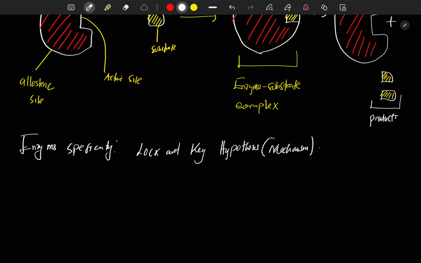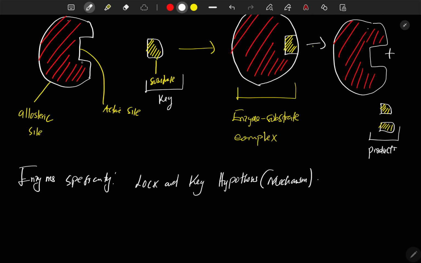All right. So in our case, whichever acts on another thing is the key. The key is what acts on the lock. So our substrate becomes the key, and the active site of the enzyme, not the entire enzyme, becomes the lock. Others just say the enzyme is the lock. Well, yeah, but to be specific, it's just the active site which is the lock.